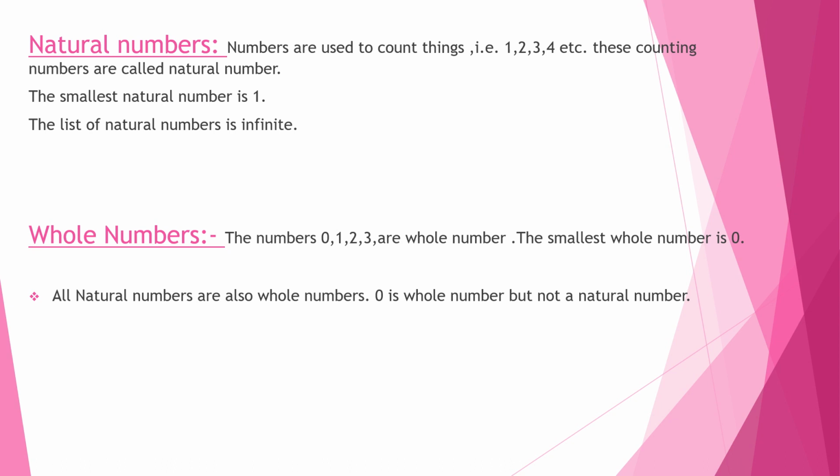Whole numbers. The numbers 0, 1, 2, 3 and so on are whole numbers. The smallest whole number is 0. One thing that is very important to note is that all natural numbers are also whole numbers. 0 is a whole number but not a natural number. So we can say that all natural numbers are whole numbers but all whole numbers are not natural numbers.